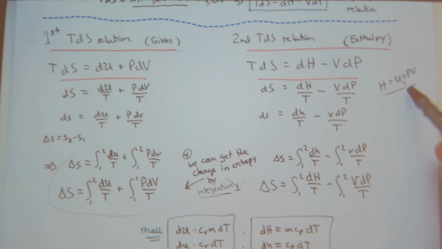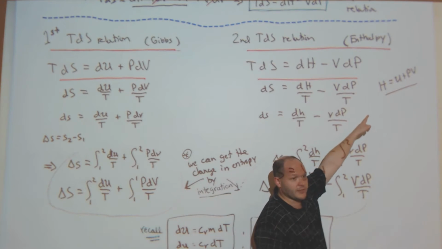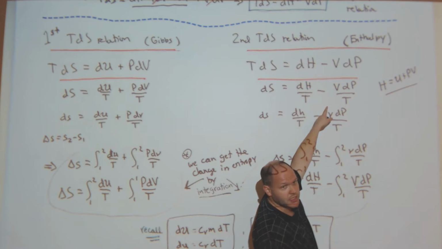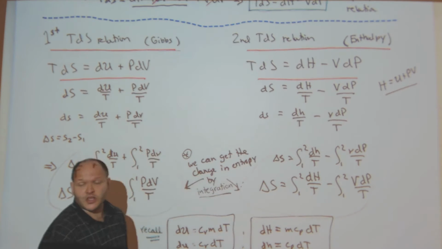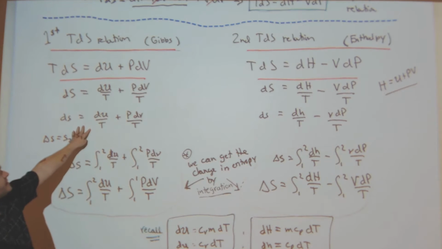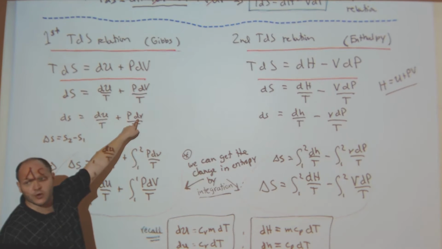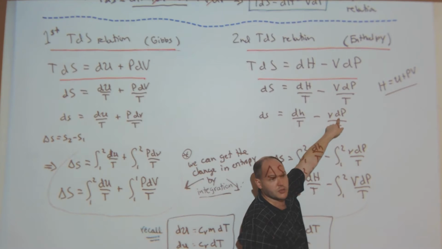So the enthalpy is equal to the internal energy plus PV. I take the first TdS, put this in differential form, replace the U with the H, and I end up subtracting my plus PdV, and I get minus VdP. Each one of these is useful in different circumstances, and by inspection I can see that the first TdS is useful for constant volume processes. The second TdS is useful for constant pressure processes.